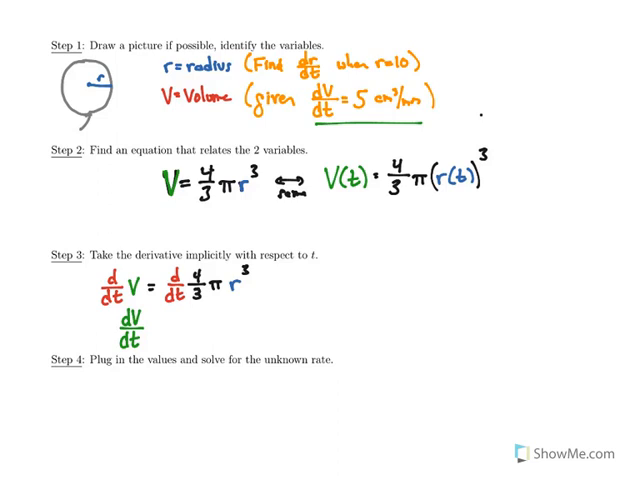And on the other side, we have to do this implicitly. So we have a constant we can bring out in front, 4/3 pi. And then the derivative of r cubed, we have to use the chain rule. We take the derivative of something cubed, which is 3 something squared. We leave the inside alone, r, and then we multiply by the derivative of the inside. And note that we are trying to find, this is what we are looking for.